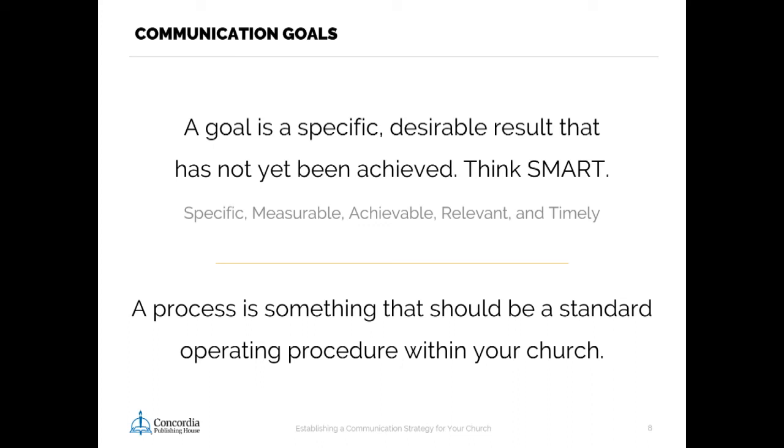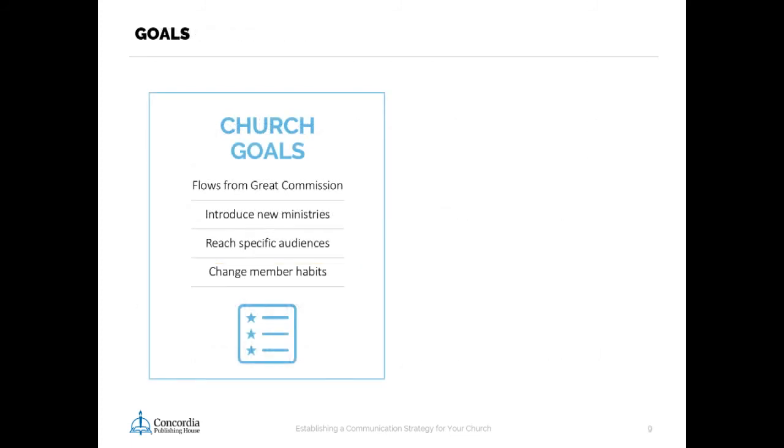So as we talk about goals, there's two types of goals that we're looking at. The first one is church goals. Church goals would be very specific new ministries. They flow from the Great Commission. So that is really why we're here. So I've got a few up there. Introduce new ministries, reach specific audiences.